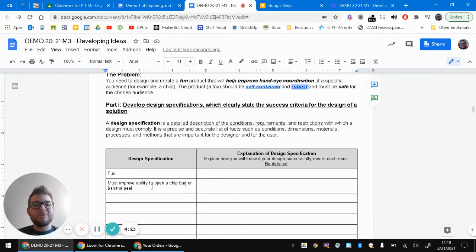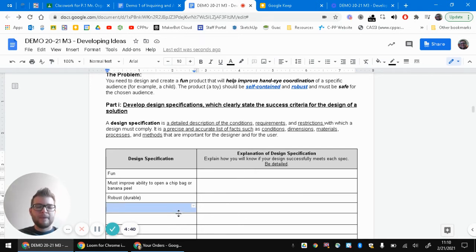All your toys should be robust. So I'm going to put that down here. Robust really just means durable. Whoops, not durable. Durable. Okay. So that means it's hard to break. And we can talk about that more over here when we start explaining the design briefs. And then safe. Okay, safe for my chosen audience. Well, my audience, what did I say? It's a 5 to 6 year old. So safe for a 5 to 6 year old. Okay.